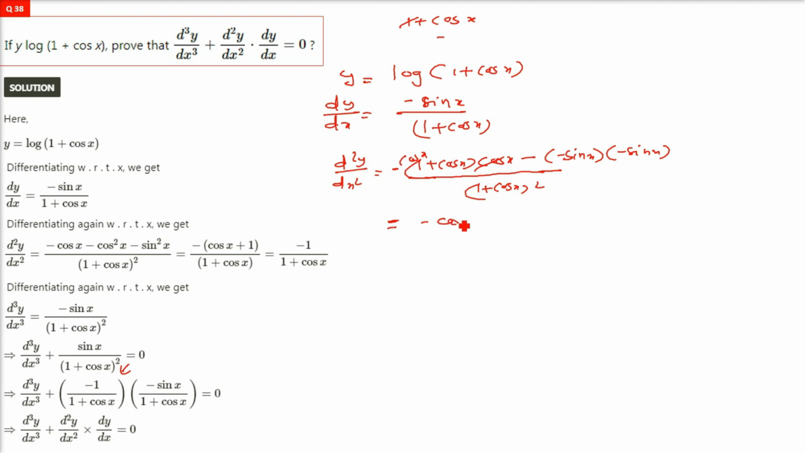So minus cos x, and then minus, this is minus cos square x. What do you get here? Negative cancels. You have a negative, sin and sin is sin square. In the denominator you will get 1 plus cos x whole square.